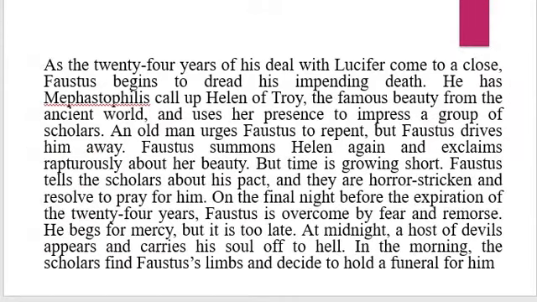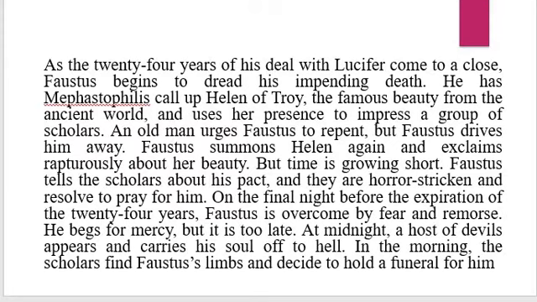As the 24 years of his deal with Lucifer come to a close, Faustus begins to dread his impending death. He has Mephistopheles call up Helen of Troy. Helen of Troy is also a name used by a princess of Troy, the famous beauty from the ancient world, and he uses her presence to impress a group of scholars.